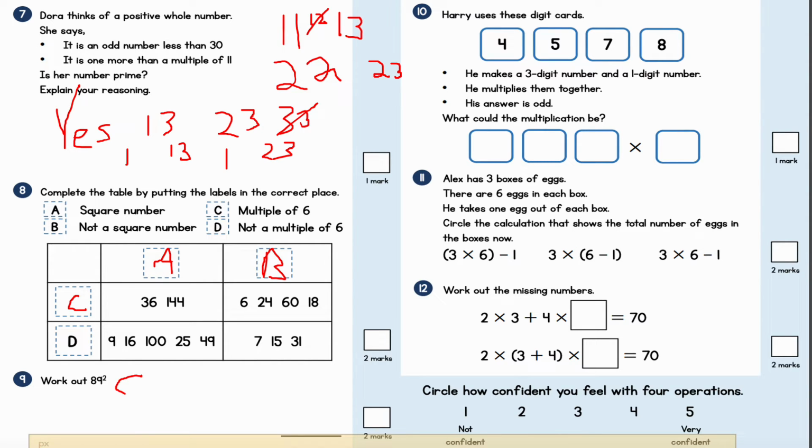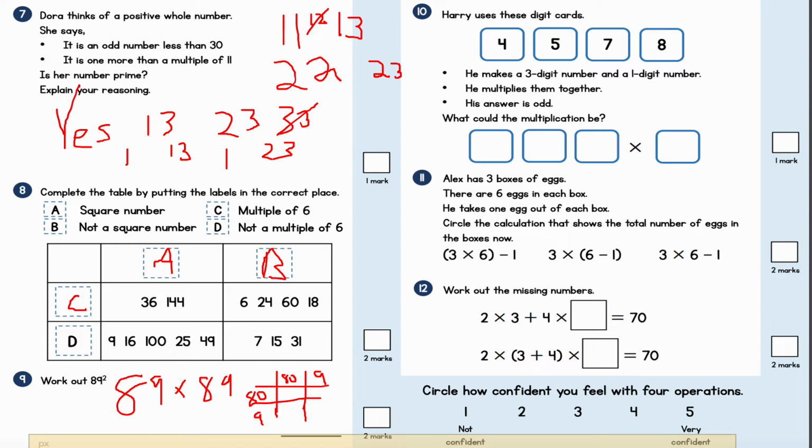Work out 89 squared. So that's going to be 89 times 89. We'll try and work this out, guys, using a box method. What I mean by that is we're going to use a grid method to work out our answer. I'm going to put 80 and 9 here, and 80 and 9 here. I'm going to work out my sums and then add the answers in the boxes.